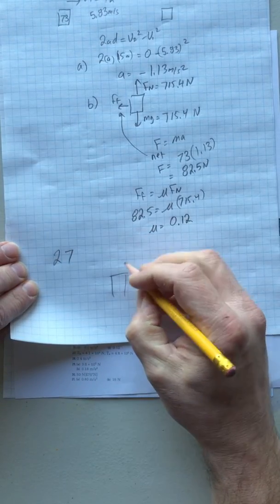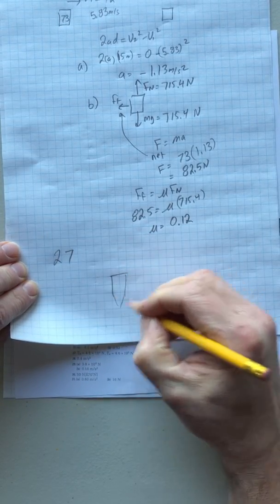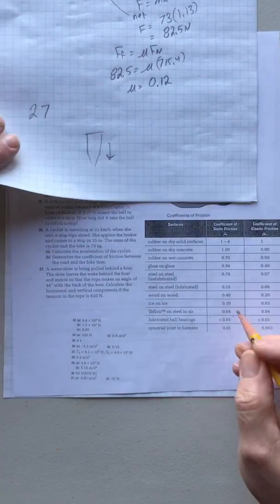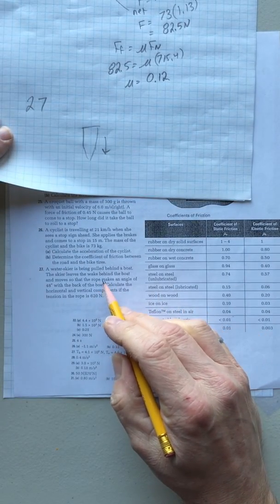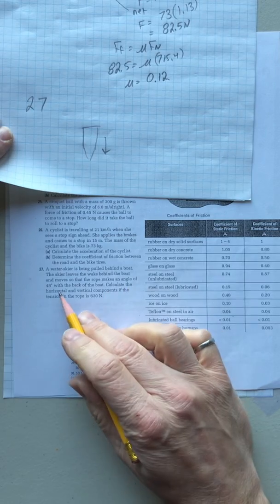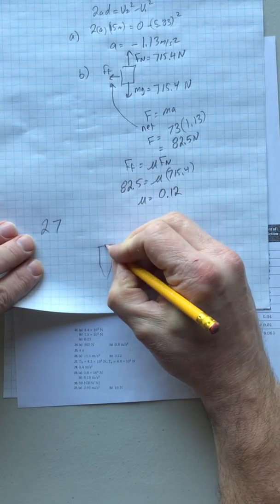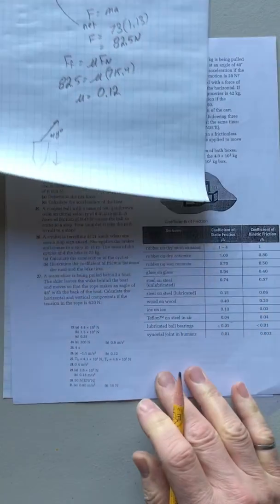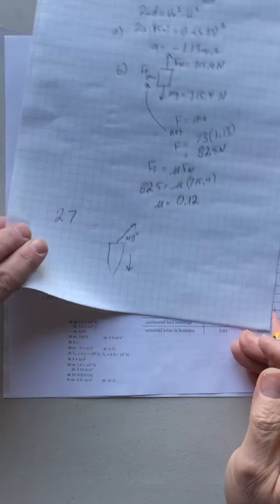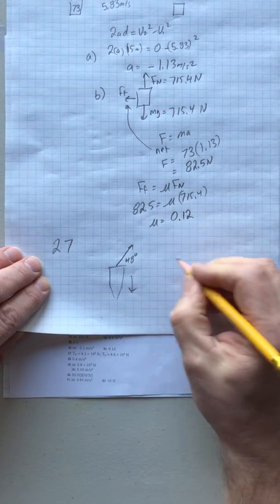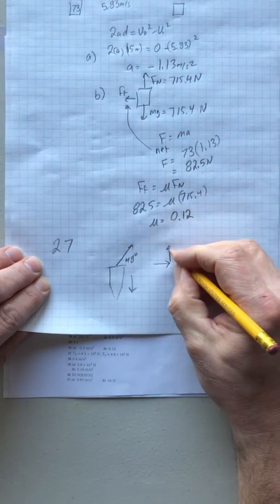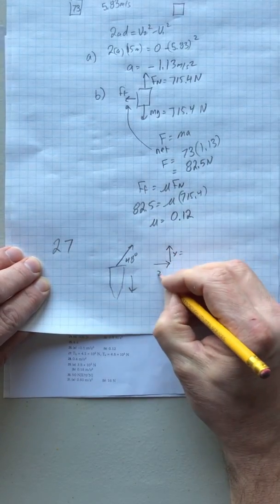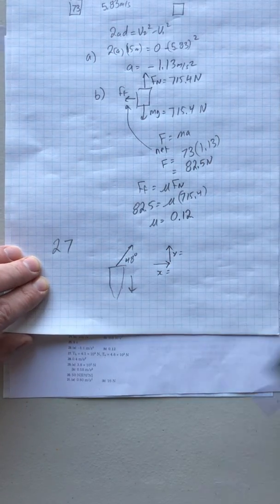There's the back of the boat. It's going through the water like that. The water ski is being pulled behind the boat. Angle of 48 degrees with the back of the boat. So it's like this, 48 degrees. And they're basically asking you to find the components on the rope. So I'm just going to find the X and the Y component. X will be horizontal and Y will be the vertical.